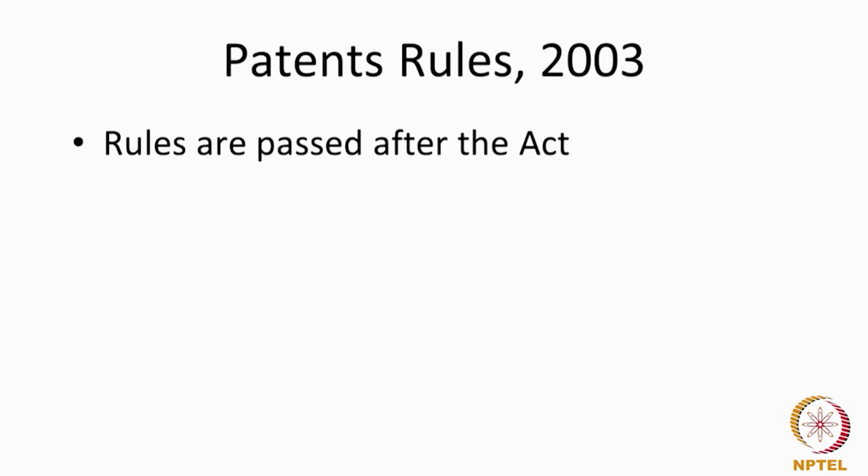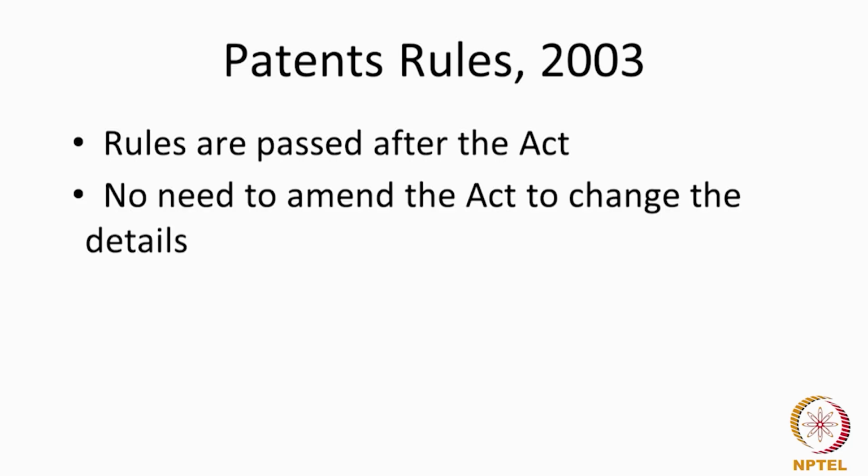Because they are delegated, rules are passed after the Act is passed. For instance, when the Patent Act came into force for the first time, this was in the year 1970. The corresponding patent rules, the patent rules in 1972, came 2 years later on. But you could also have instances where the Patent Act and the rules come simultaneously, but the rules can never precede the Act. The reason why the rules contain the detail is that there is no need to amend the Act to change the details.